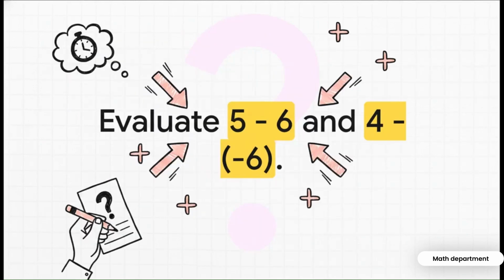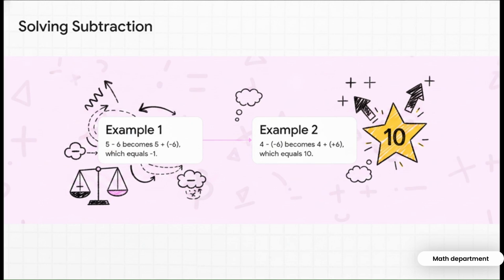Time for another knowledge check, and listen, this is a common exam question taken straight from your classwork. Try to evaluate these 2 expressions, 5 minus 6 and 4 minus -6. Go ahead and pause the explainer, write them down, and practice flipping those subtraction signs into addition. Let's see how you did as we walk through the steps.